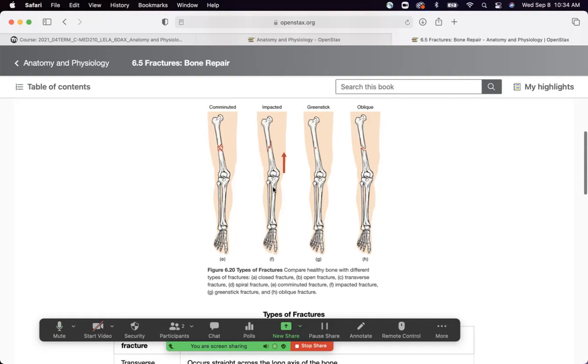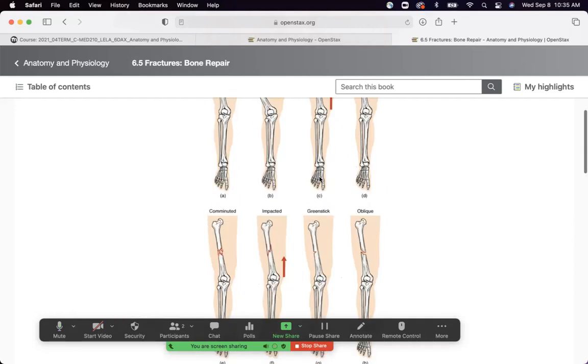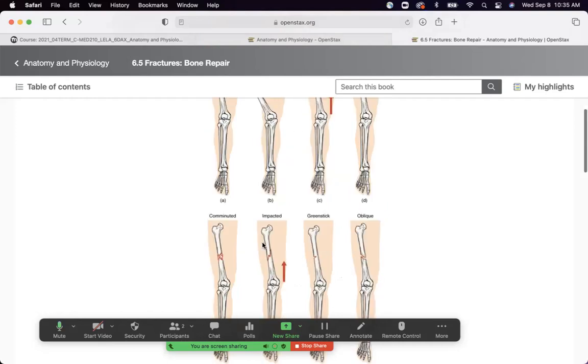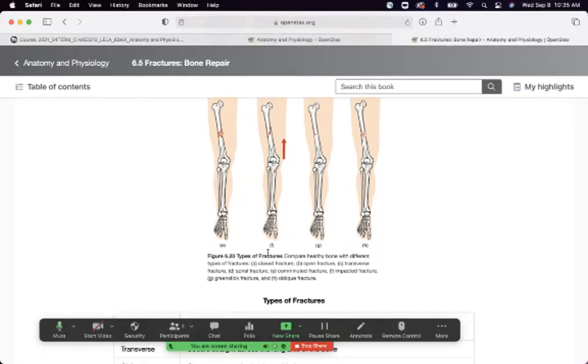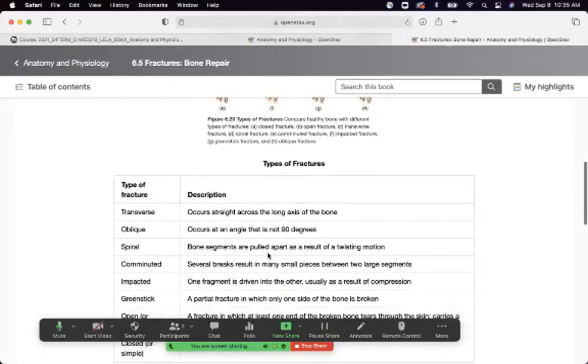Impacted, usually when the force is upward, like if my patient takes a fall from height. Green stick: usually a child under the age of 5 will get a partial fracture. They call it green stick because when you break a sapling or a new twig, it only breaks on one side and then bends on the other. An oblique is just like a transverse, but it's diagonal. And again, in order to get this kind of fracture on your femur, it has to have a considerable amount of force.